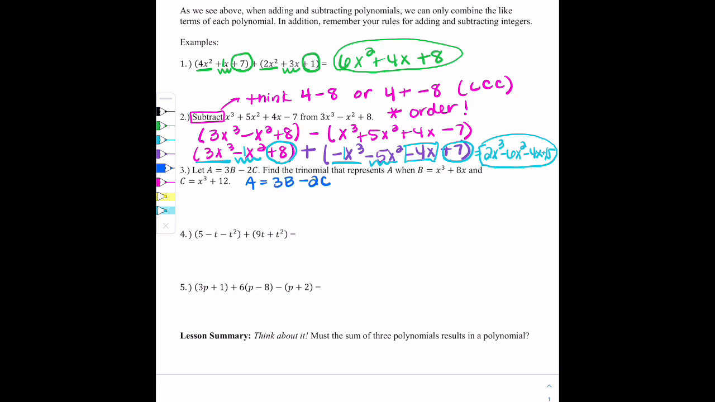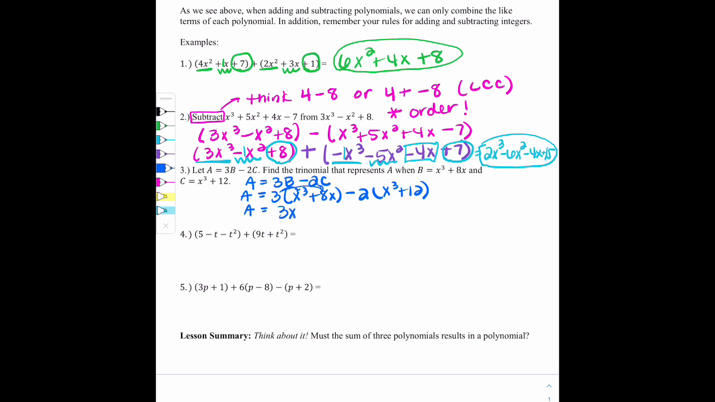And now we're going to do our substitution. So that means A equals 3, and our expression for b in parentheses anytime we do substitution. So x cubed plus 8x, and then minus 2, and then in c's position in parentheses we'll put x cubed plus 12x. So now you can see to start simplifying this, we actually have to use distributive property first. So we're going to distribute the 3 through these parentheses.